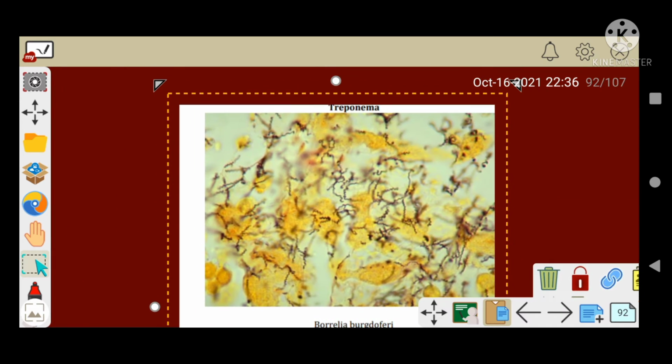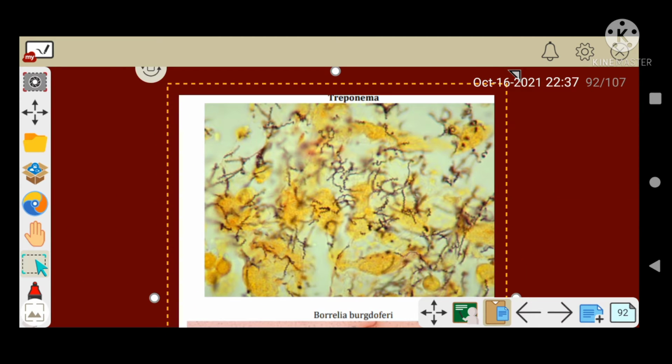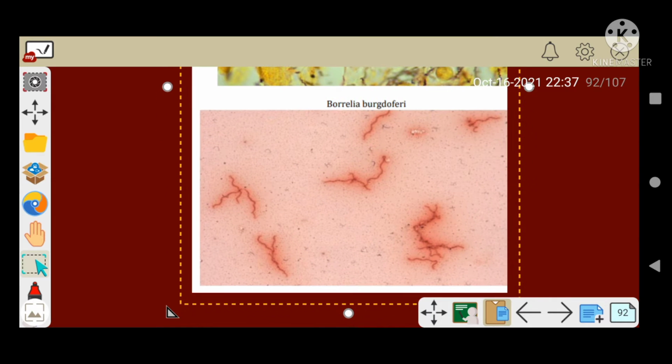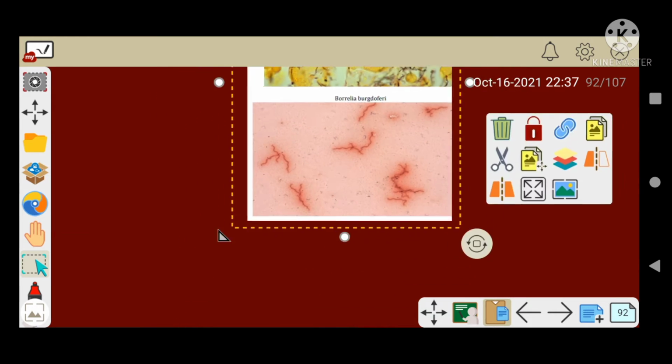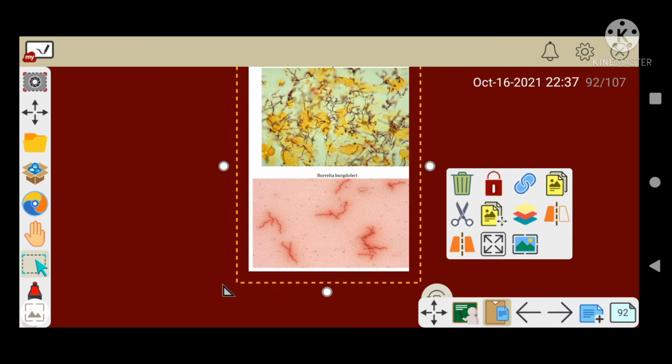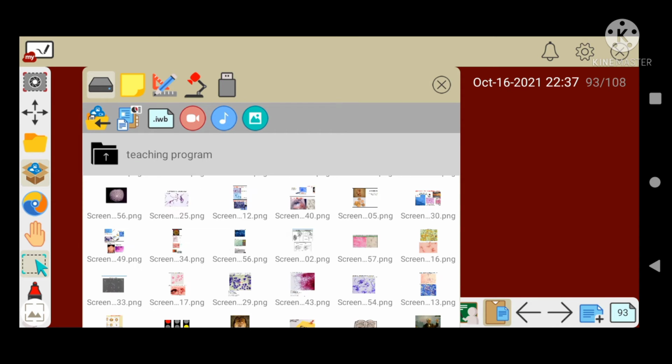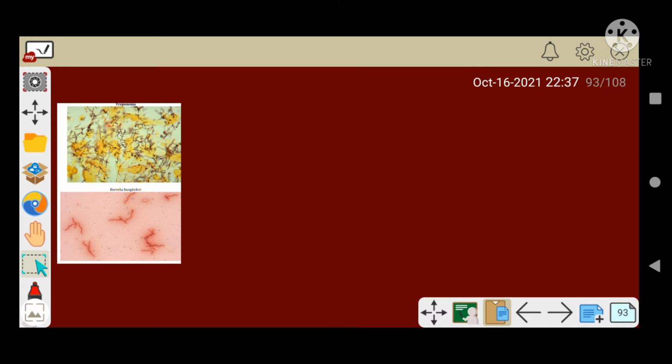Now this one is your Treponema. Usually not asked, just for completion's sake. Treponema and Borrelia burgdorferi, same spiral organisms, correct. Just remember, these are spiral organisms. I never saw these questions, so these are not asked. Image questions are not asked for Borrelia like this, right? Just remember for completion purpose.